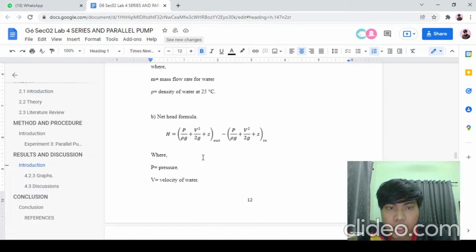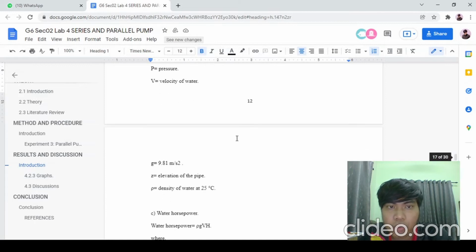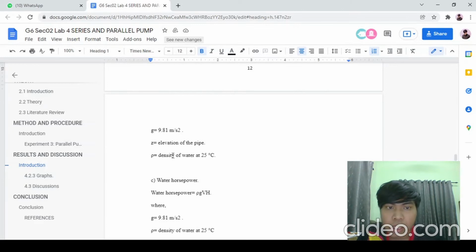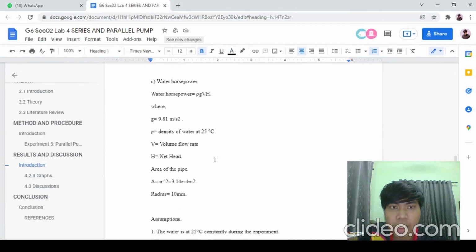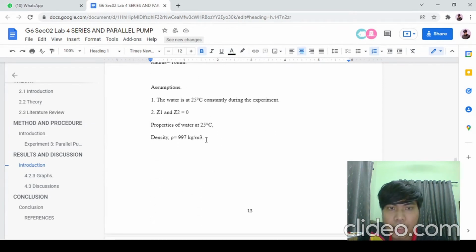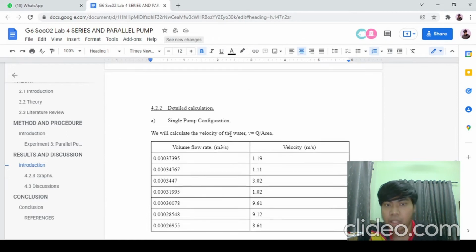To get the net head, we use this formula where P is the pressure, V is the velocity of water, g is the gravitational acceleration, Z is the elevation of the pipe, and rho is the density of water at 25 Celsius. Then we calculate the water horsepower and the area of the pipe. The assumptions are that the water is at a constant 25 Celsius during the experiment, Z1 and Z2 are equal to 0, and the density of water is 997 kg/m³.